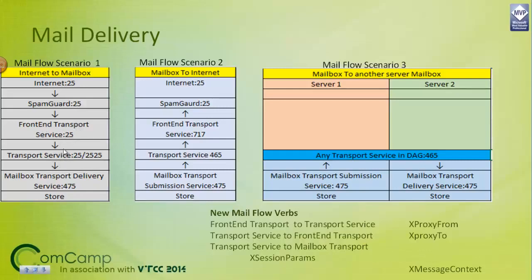Then front-end transport service looks for a mailbox server in the same AD site. The preference is the closest and the healthiest mailbox server. Then front-end transport service transfers the email on port 25 if the CAS and mailbox are on separate servers. If they are together, it transfers on port 2525. Then transport service does the filtering, runs all the transport rules, transport agents, DLP policy, everything, and then transfers to mailbox transport delivery service on port 475. Mailbox transport delivery service transfers to the store where the mailbox is.